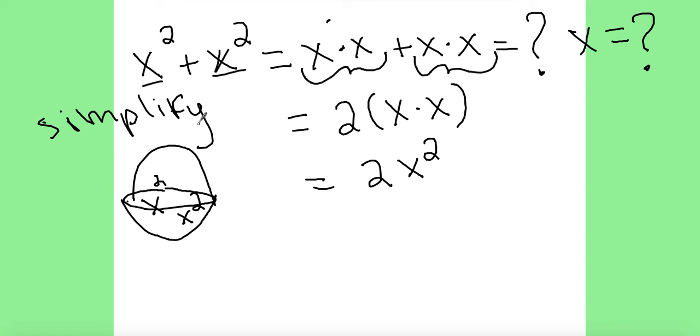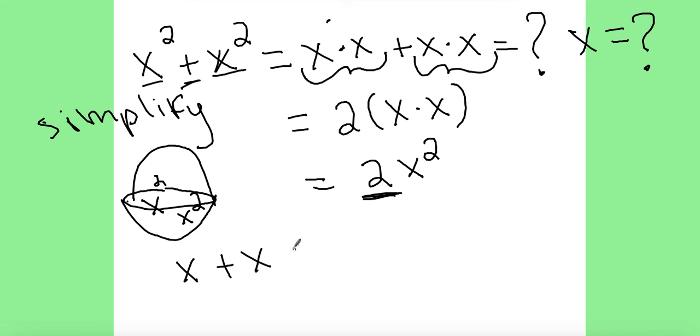And the question that addition is asking is, how many x squareds total are there in this basket? Well, there's 2 of them. My basket has 2 x squareds. And that's the same thing for any repeated object.